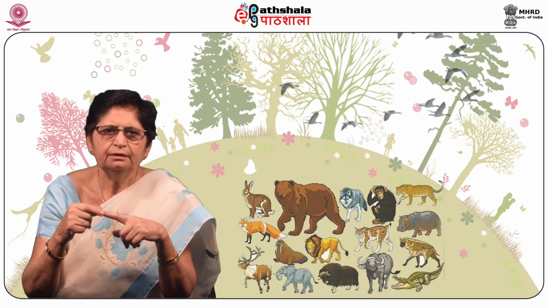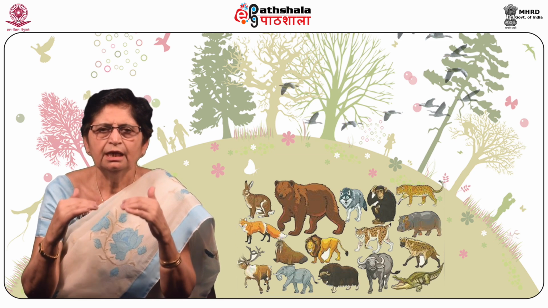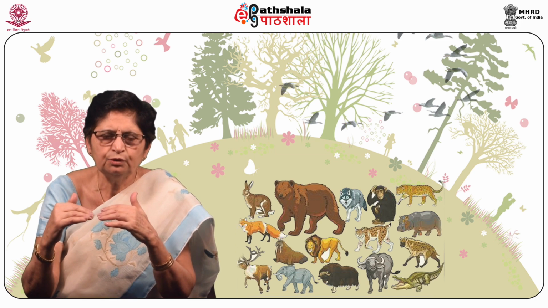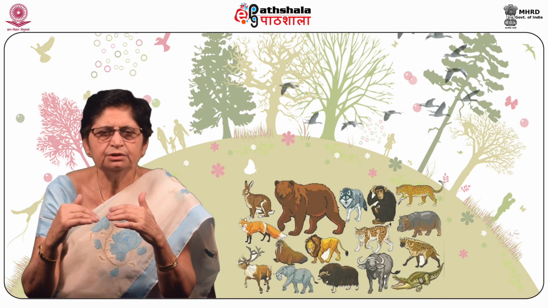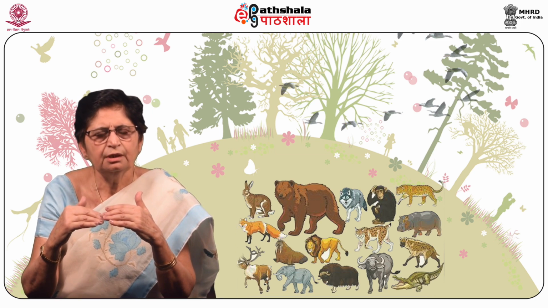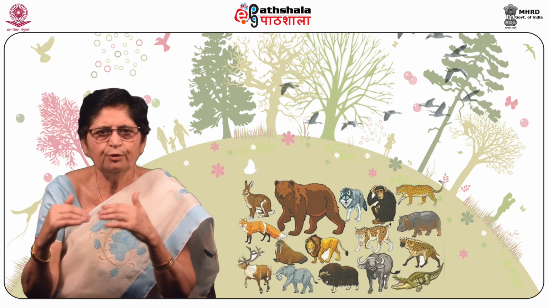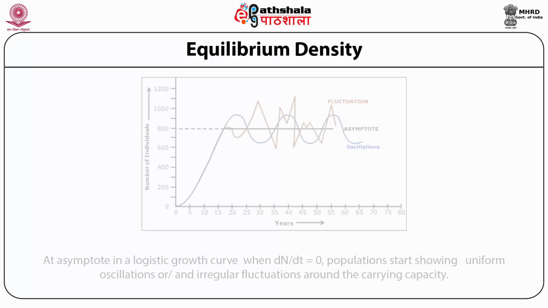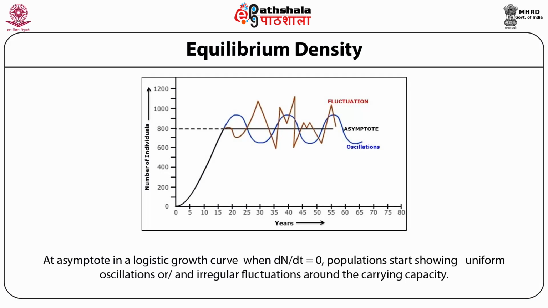As it is clear from this curve, there is a stable population at asymptote and there are fluctuations or oscillations around the asymptote. At this stable population, dN/dt, that is the rate of population growth, is 0. The population density tends to remain stable at asymptote, even though there are fluctuations and oscillations. The equilibrium density is denoted as dN/dt equal to 0.